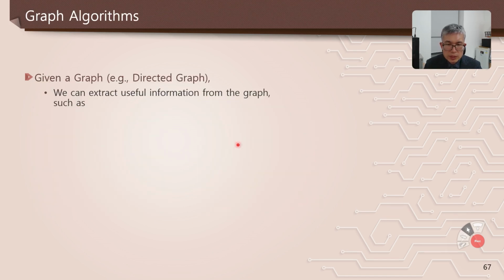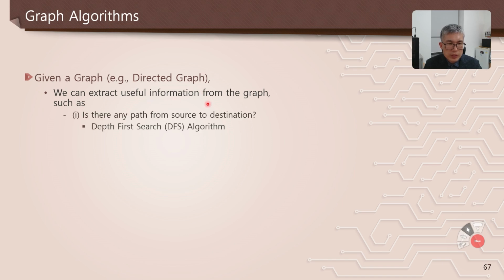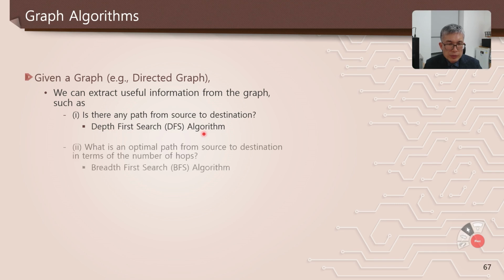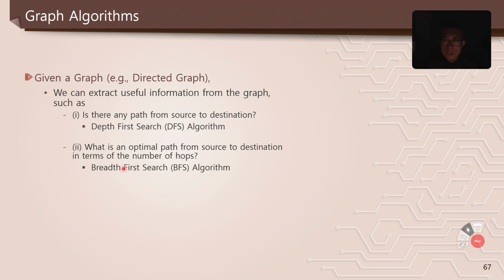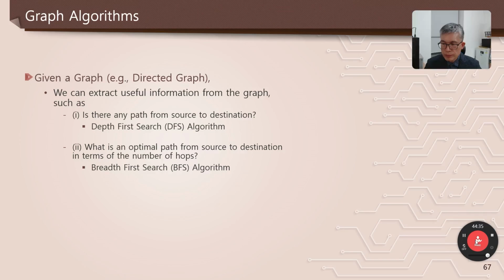Given a directed graph, we can extract useful information from the graph, such as the depth first search DFS algorithm and the breadth first search BFS algorithm. So in this class I will explain these. The first one is depth first search, and the second one is breadth first search.